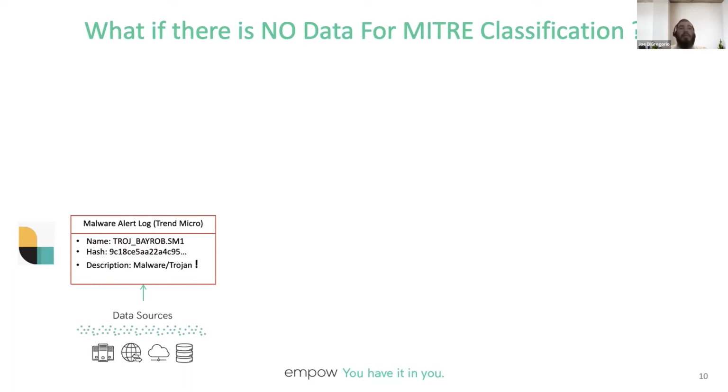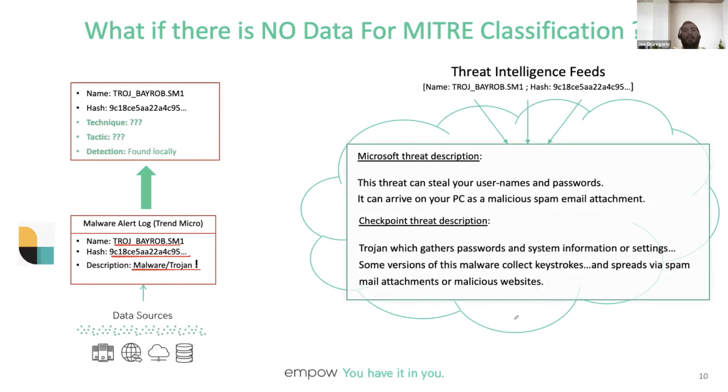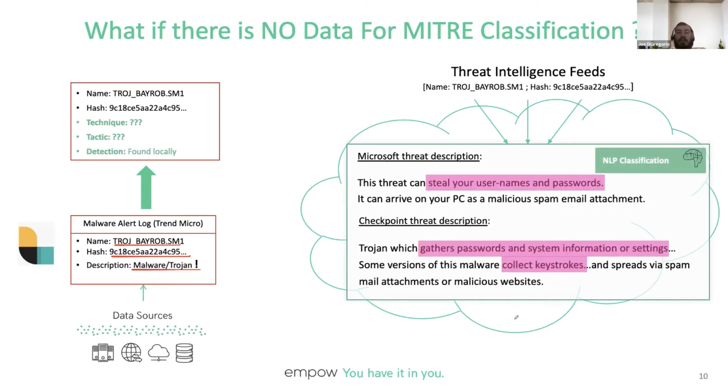Taking a look at MITRE classification, what happens if we don't have that data from MITRE? What can we do? Here again we can see an example. We have the name, we have the hash, and we have a basic description saying it's some type of malware or Trojan. Outside of that, we really don't have much. So what can we do? Well, we recommend using some other type of classification service. In this case, we're going to look at natural language processing to get an understanding of the environment.